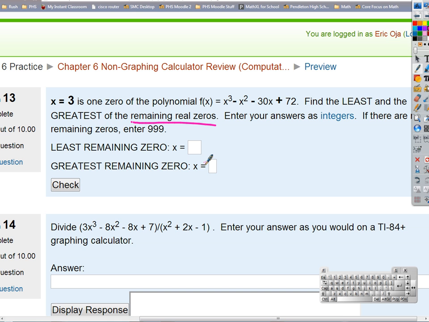No, I'm not gonna factor by grouping. What is it? That's like grouping. What?